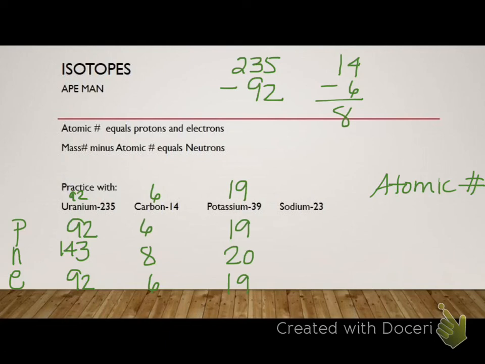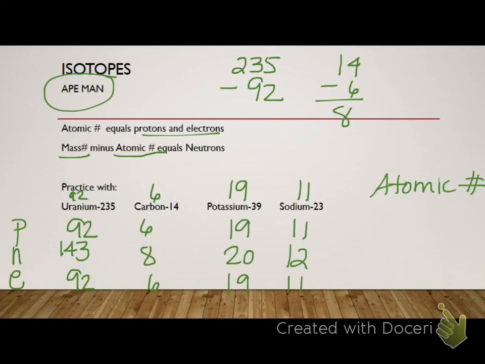Sodium-23 has an atomic number of 11. So that means I have 11 protons and 11 electrons. So then I would take 23 minus 11, and I would get 12 neutrons. And so that's how you're going to do that. Okay? There's something that you can use called APEman to help you remember that if you need, and that is atomic number is equal to protons and electrons, mass number minus atomic number equals neutrons.